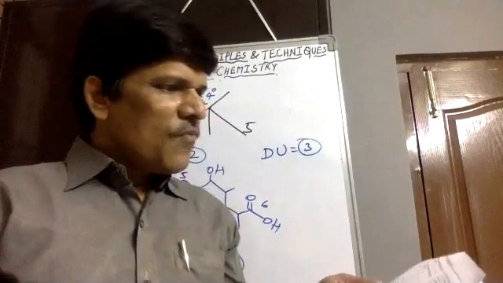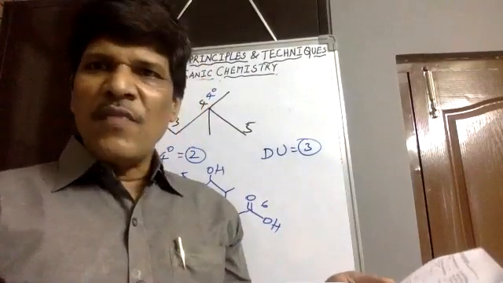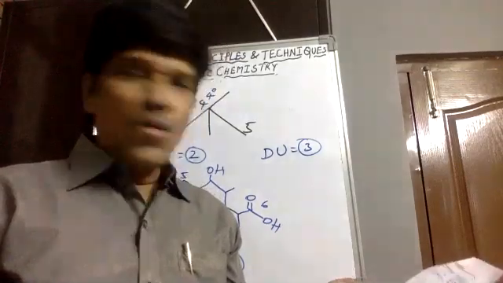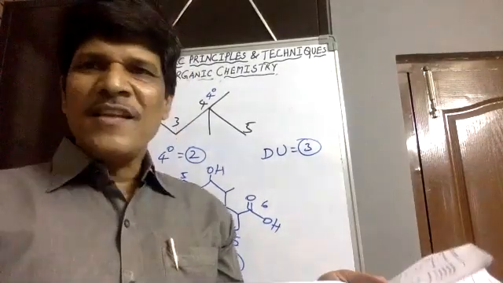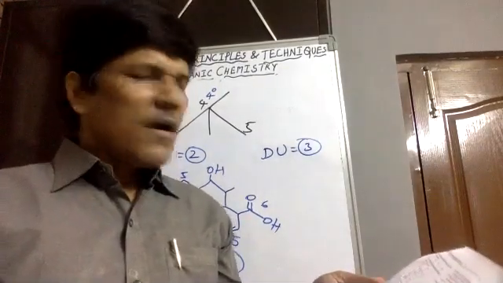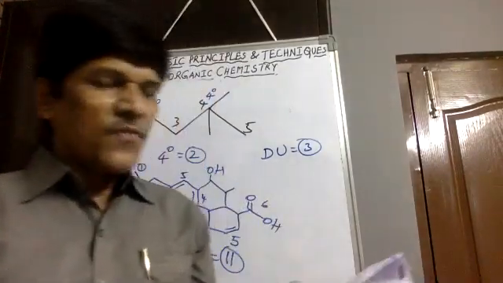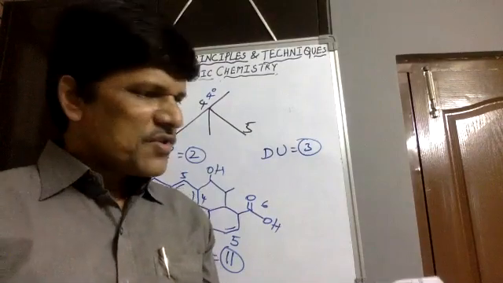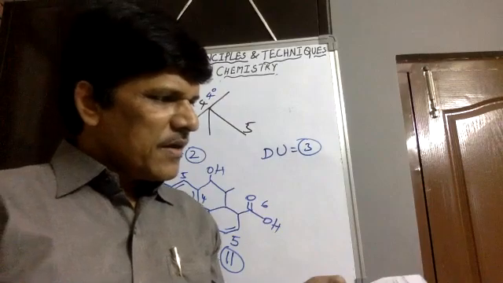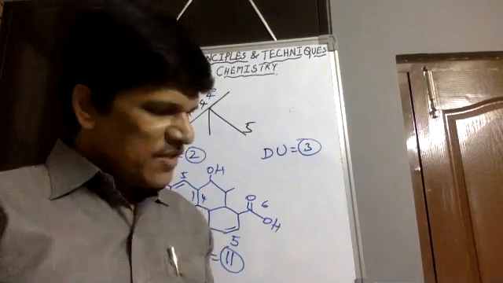Then third, one ring and one double bond. One ring and two double bonds. One ring means one double bond equivalent, two double bonds indicate 2. 1 plus 2, 3. Therefore, all these are correct. Therefore, a triple bond is equal to 2 double bond equivalents. Therefore, all is the correct answer. That is 16. The answer is correct.